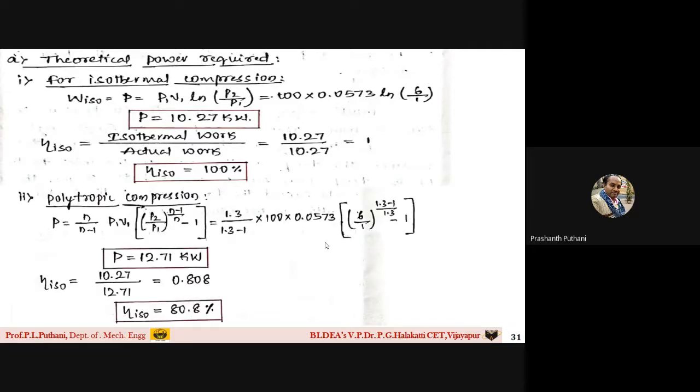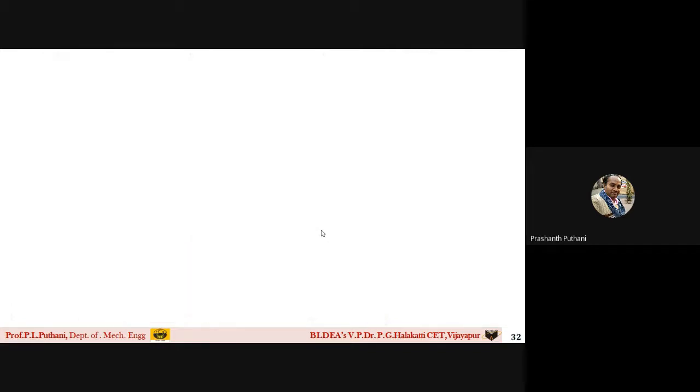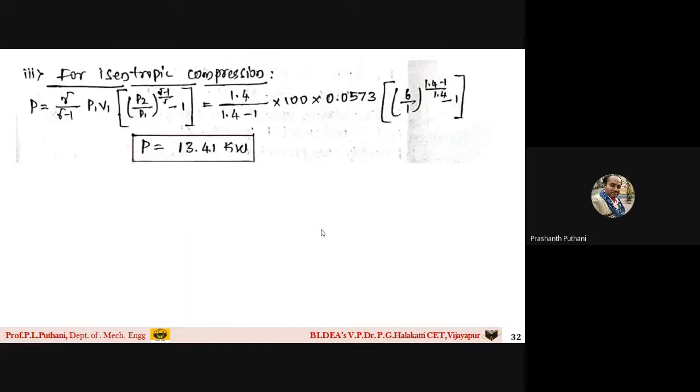So we were up till here, right? Now we need to find out the third case, that is with respect to the adiabatic process or isentropic compression process. So we write it as isentropic compression. It is replacing n by gamma, and the value of gamma is 1.4. So its value, if you observe, is 13.41 kilowatt.